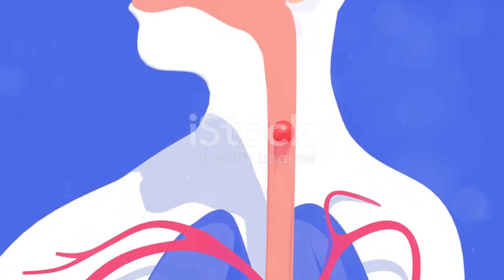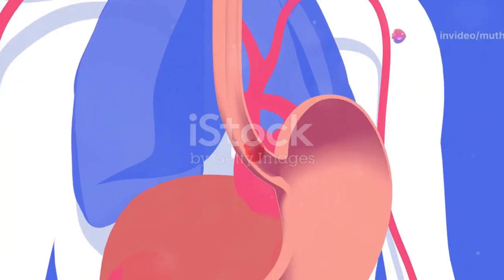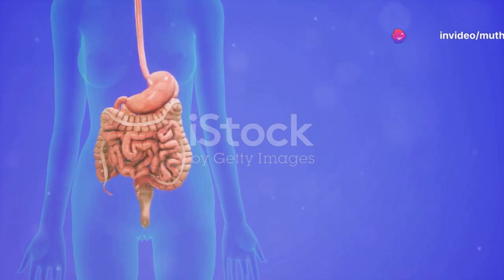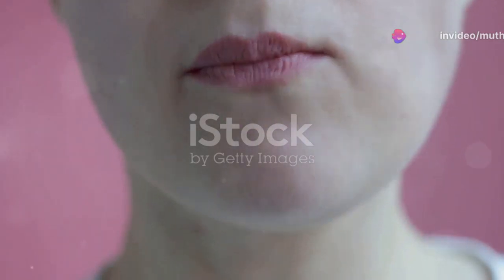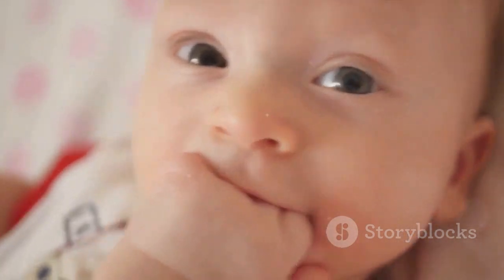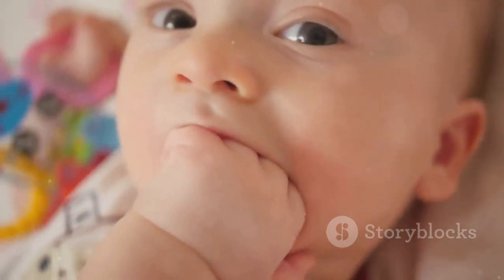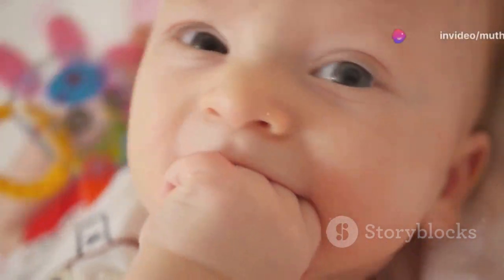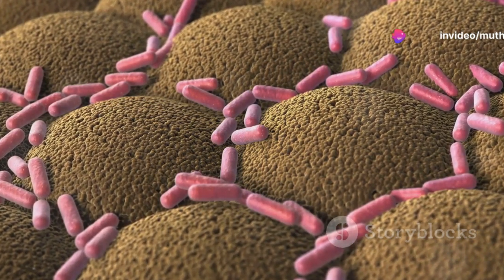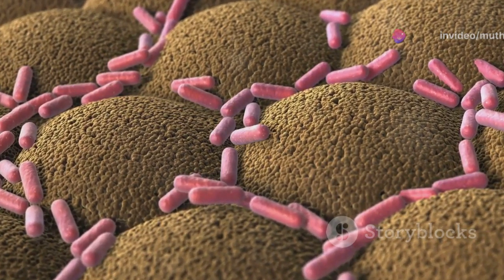The alimentary canal is a continuous hollow tube that extends from the mouth to the anus. It includes several key parts. First, the mouth, the entry point of food, where mechanical digestion begins through chewing, also known as mastication, and chemical digestion starts with saliva. Saliva contains the enzyme amylase, which begins the breakdown of carbohydrates.